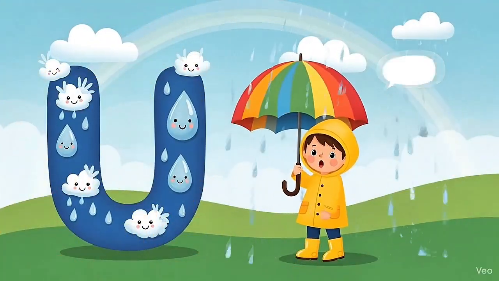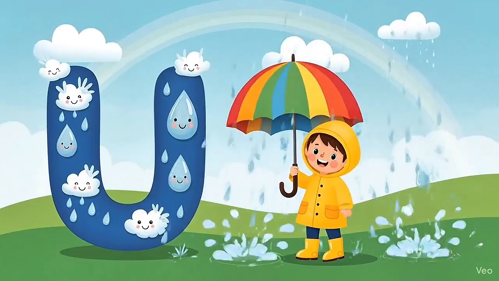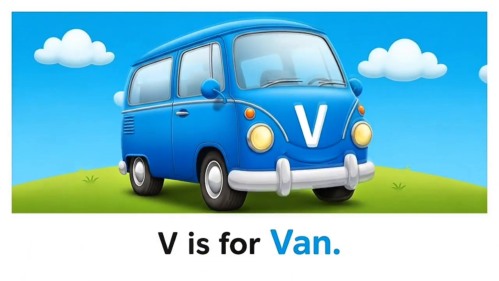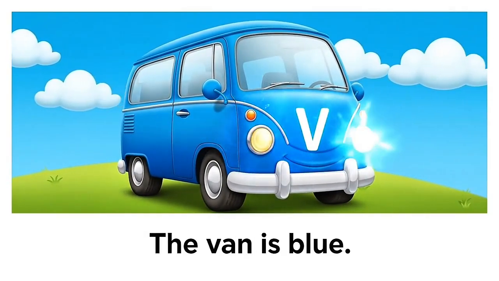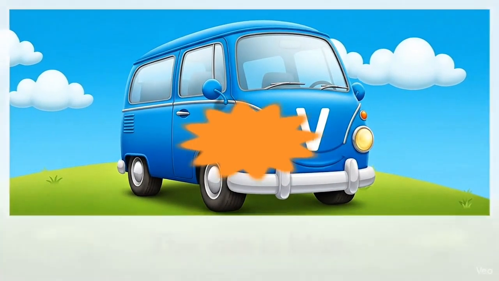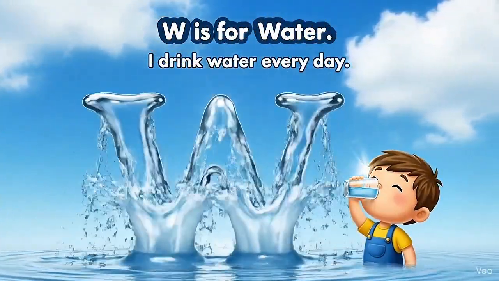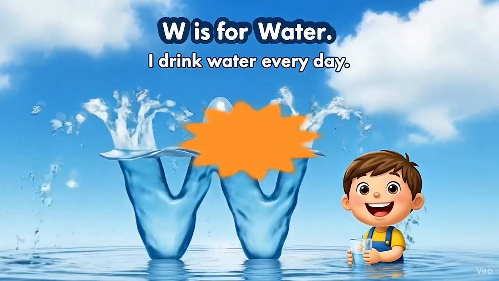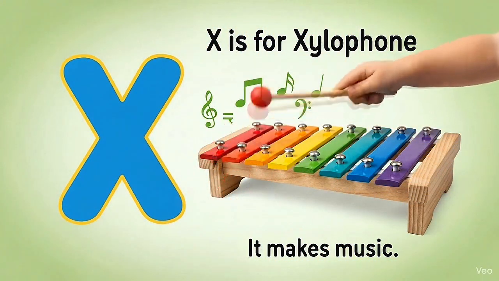U is for umbrella. I use an umbrella in the rain. V is for van. The van is blue. W is for water. I drink water every day. X is for xylophone. It makes music.